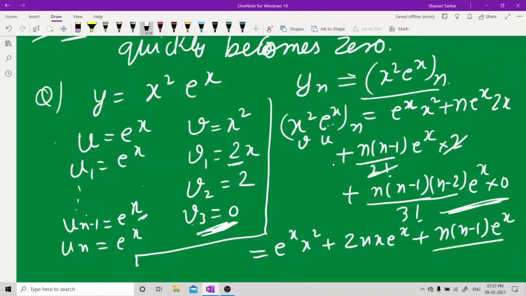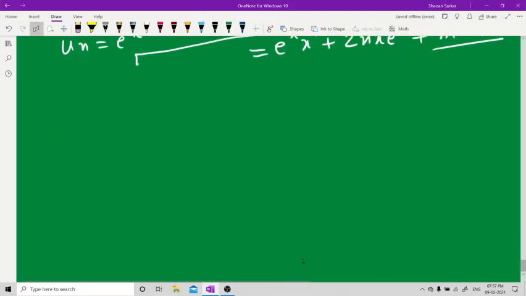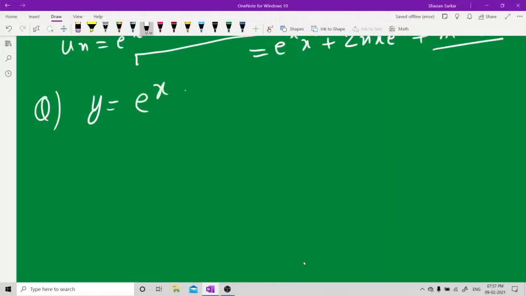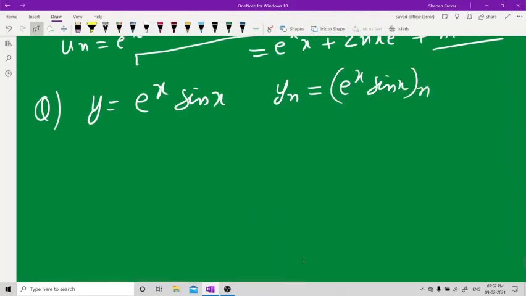I hope you understood this now. Let's take one more problem, somewhat little different. Let's take this type of problem now. Little different type of problem. Question: y is e to the power of x sine x. Now they are asking me yn, that means they are asking me the nth derivative of e to the power of x sine x. Now both of them will never become 0. You can take any one as u, any one as v. That's your choice. Now let's take this as u and this as v.